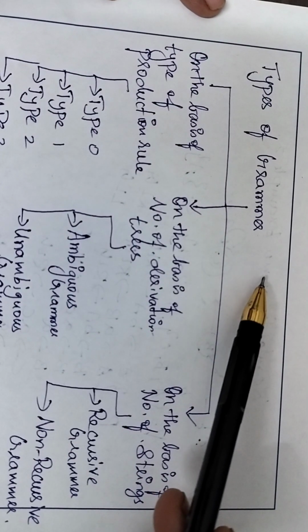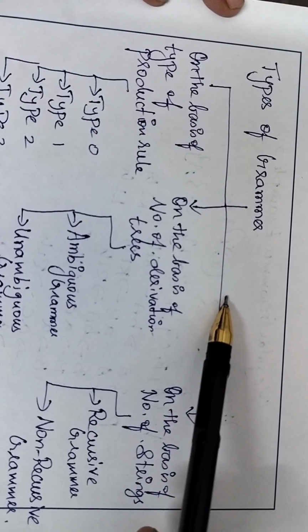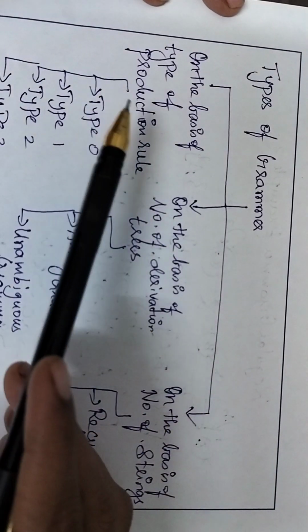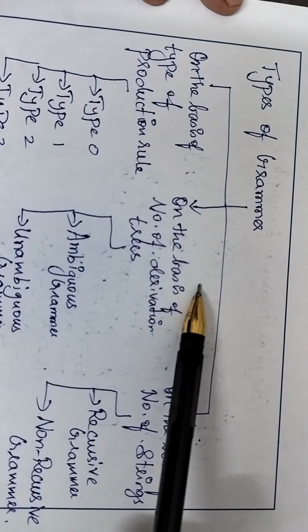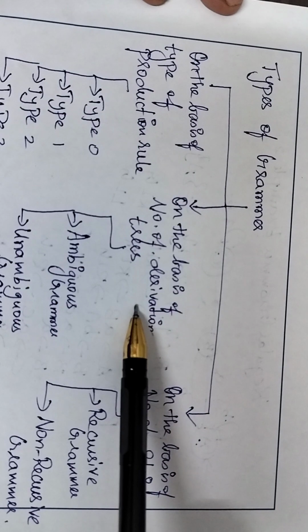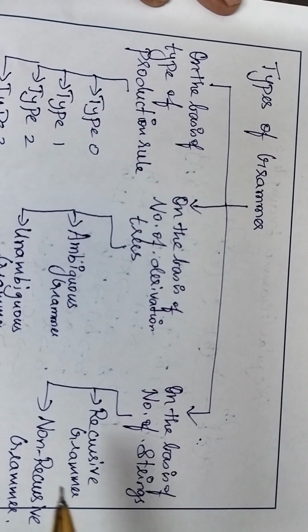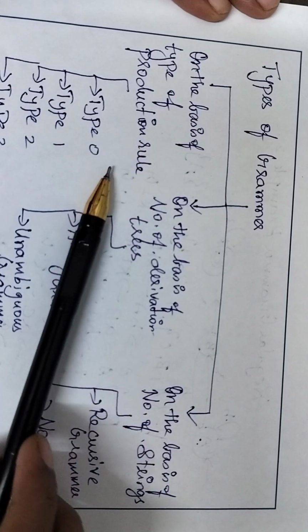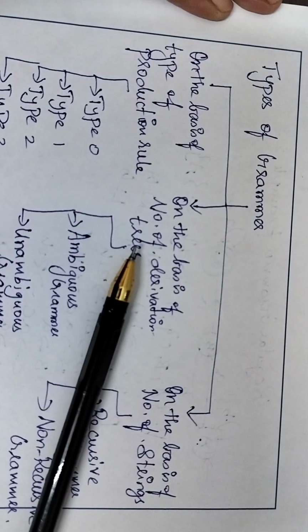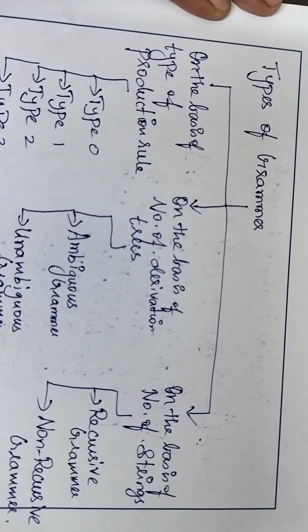Okay, so types of grammar. This type of grammar is classified on the basis of three important things. The first is the type of production rule, the second is the number of derivation trees, and the third is the number of strings. On the basis of the type of production rule, it is type 0, type 1, type 2 and type 3, and this is also called the Chomsky hierarchy.